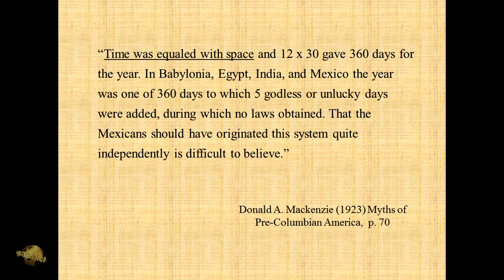This is a scholar of ancient traditions back in 1923 writing this. He says, the time was equaled with space. Time was equaled with space. And 12 times 30 gave the 360 days for the year. In Babylonia, Egypt, India, and Mexico, the year was one of 360 days to which five godless or unlucky days were added, during which no laws obtained. That the Mexicans should have originated this system quite independently is difficult to believe.